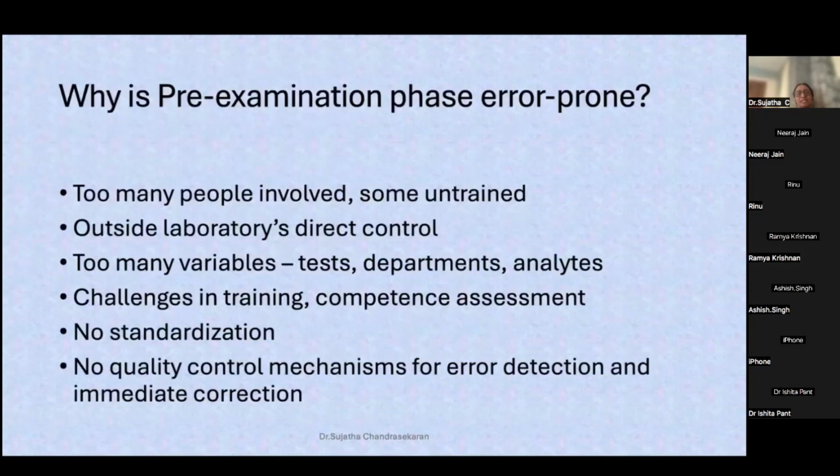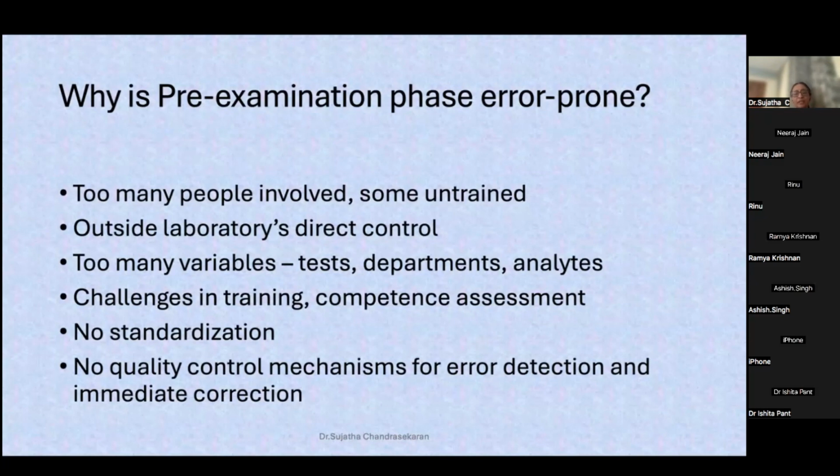So why is this phase error prone? Too many people are involved. Some, maybe many, are untrained. It's outside the lab's direct control, except for some hospital labs. There are too many variables with respect to the tests, the departments, and the analytes. The pre-analytical phase has to cover all these variables.